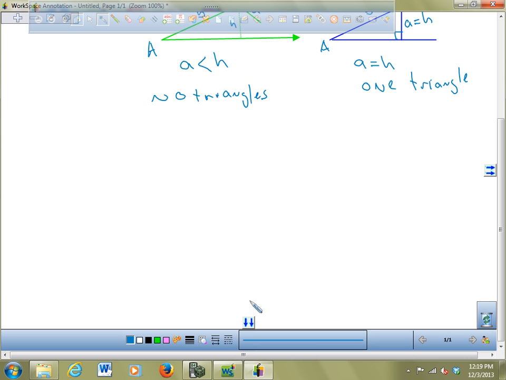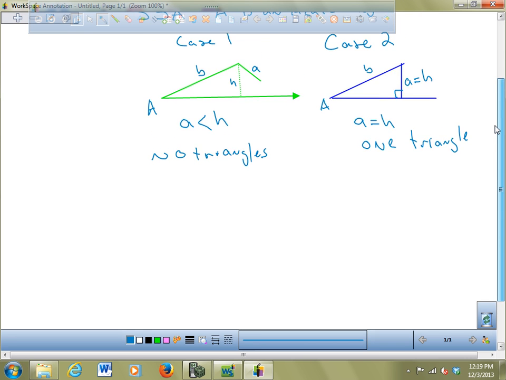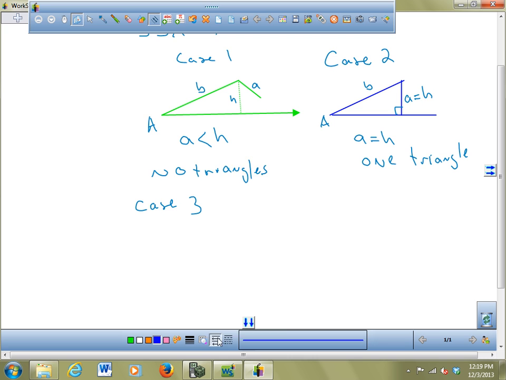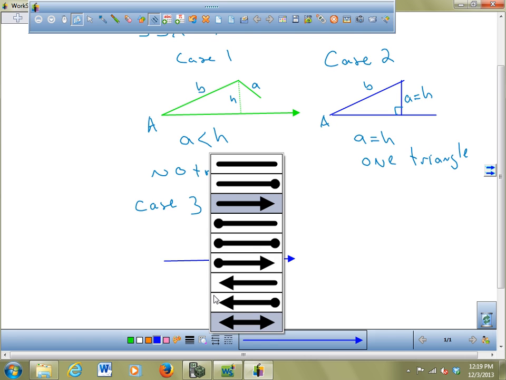Case 3, okay, with an acute triangle. We're going to get my arrow tool again. We're going to put an arrow on this. Go this way. Go this way. No arrow on the end now. Now I'm learning.